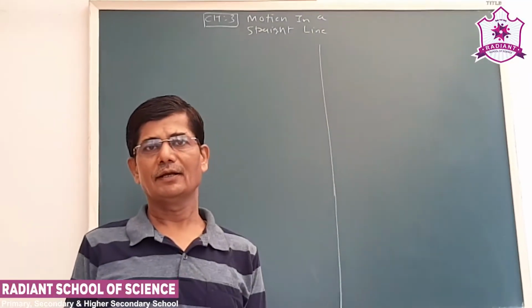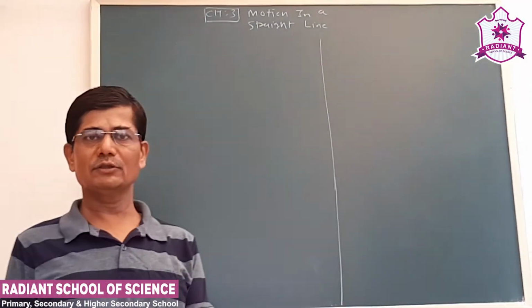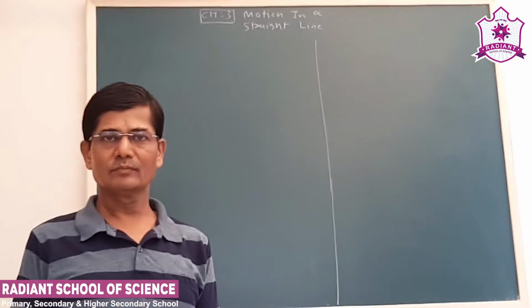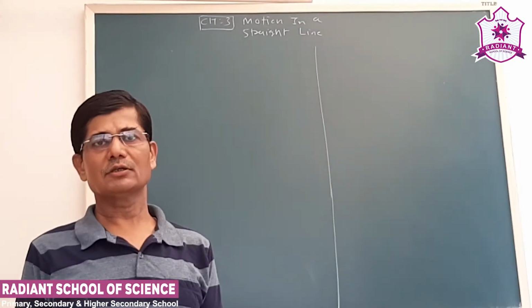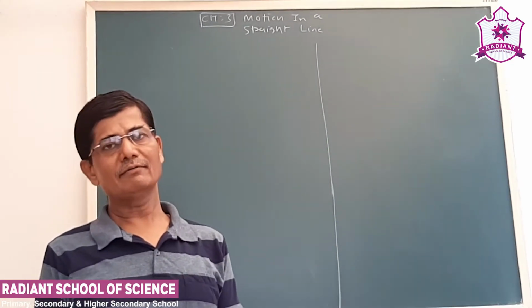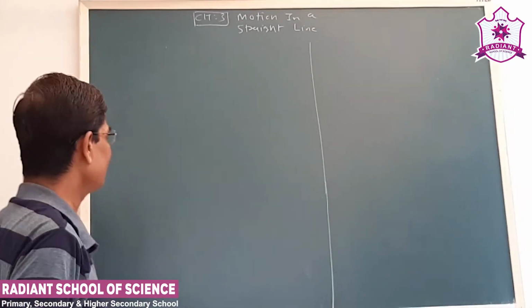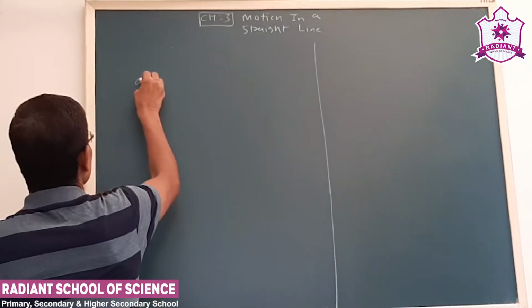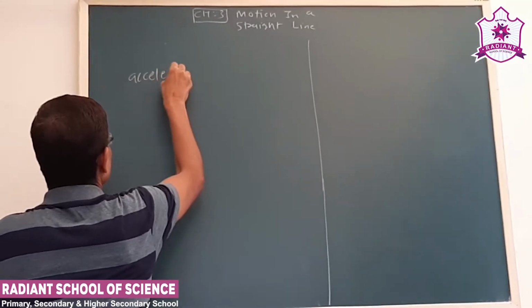Dear friends, last time we saw about average velocity and instantaneous velocity. We also saw some examples based on this. Now we proceed further in lesson number 3. Next we have to see about acceleration.